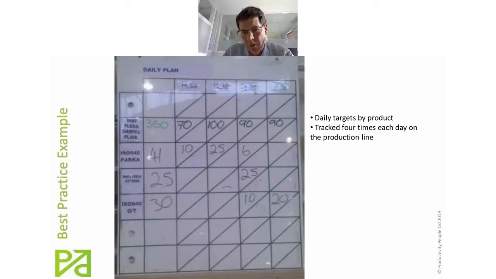Other examples of visual planning: this is setting targets at different times in the day. Clear visual targets in whatever your operational or administrational area, and by setting targets, you set an expectation of what you're aiming to achieve during your working day or your working shift.